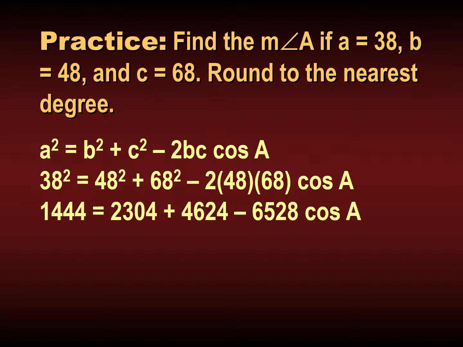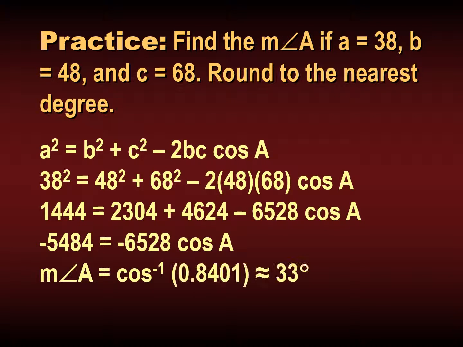So when I do my next evaluations, I'm going to subtract 2,304 plus 4,624 from both sides, and I get negative 5,484 equals negative 6,528 cosine A. So I have to divide both sides by negative 6,528, which gives me 0.8401. If I want to solve for angle A, I have to do the cosine inverse. And cosine inverse of 0.8401, if I'm in degree mode, should be 33 degrees.